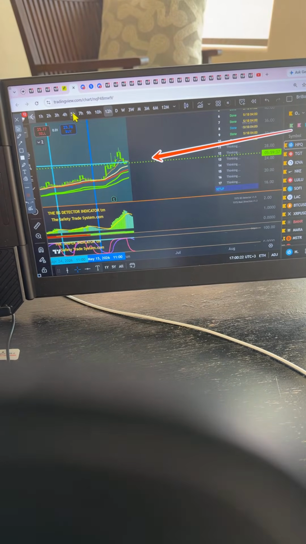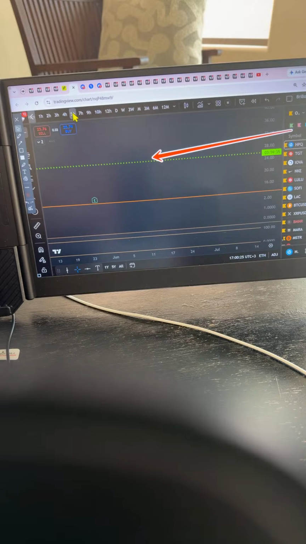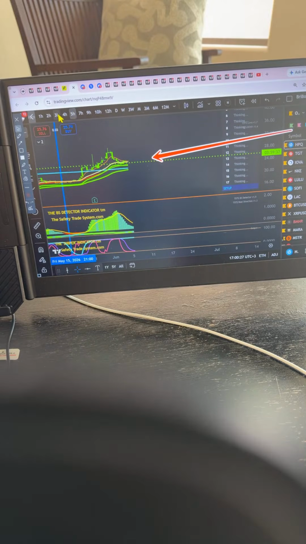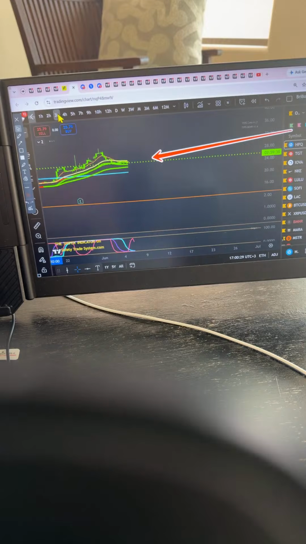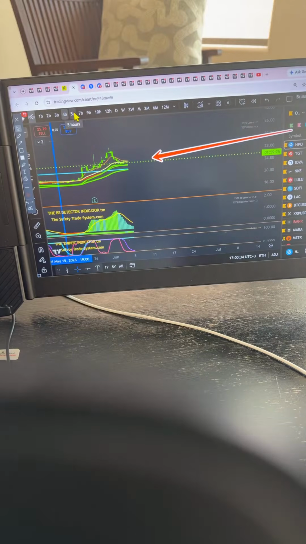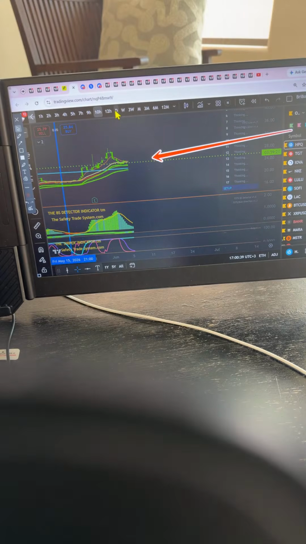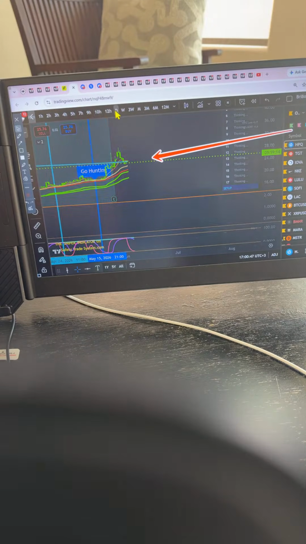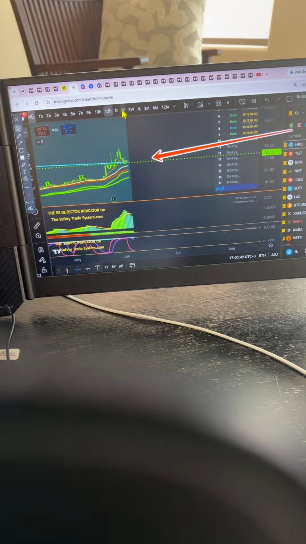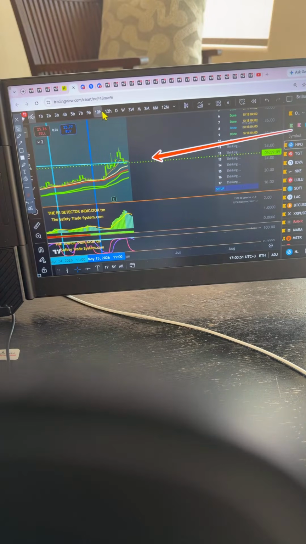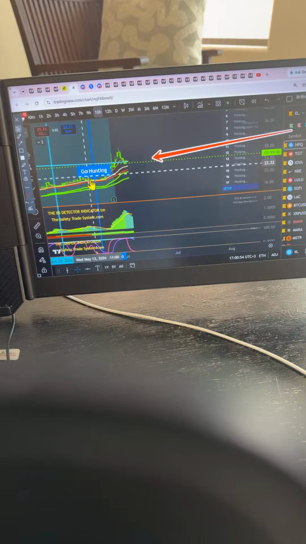No, fill in the gap. Maybe we have our 5-hour buy. Not likely, though. Oh, it's close. 3 hour, 4 hour, 3 hour, 5 hour, 10 hour, 10 hour. To the daily, I saw go hunting. Where was that? 10 hour? Yeah, 10-hour go hunting. No, that's a perfect call.